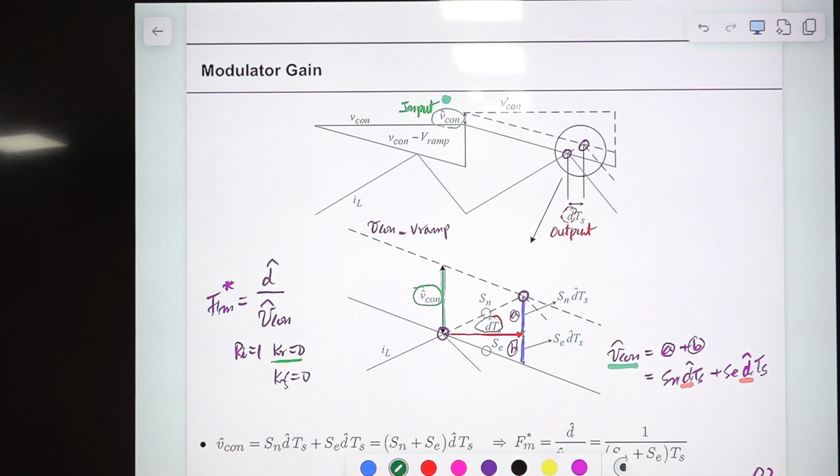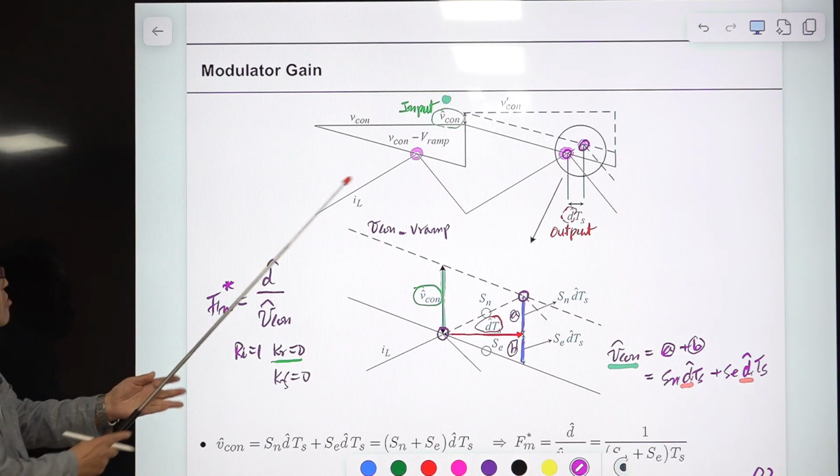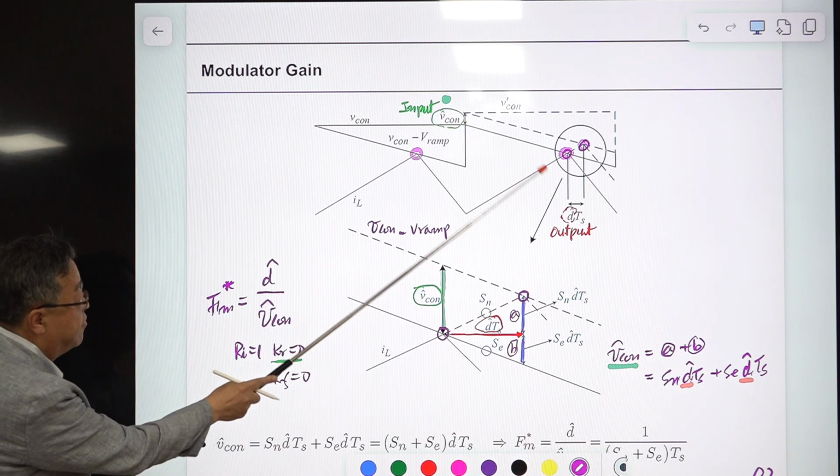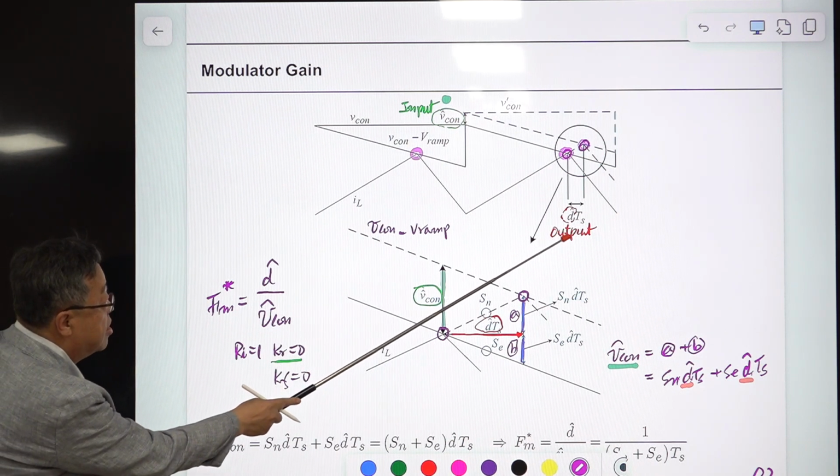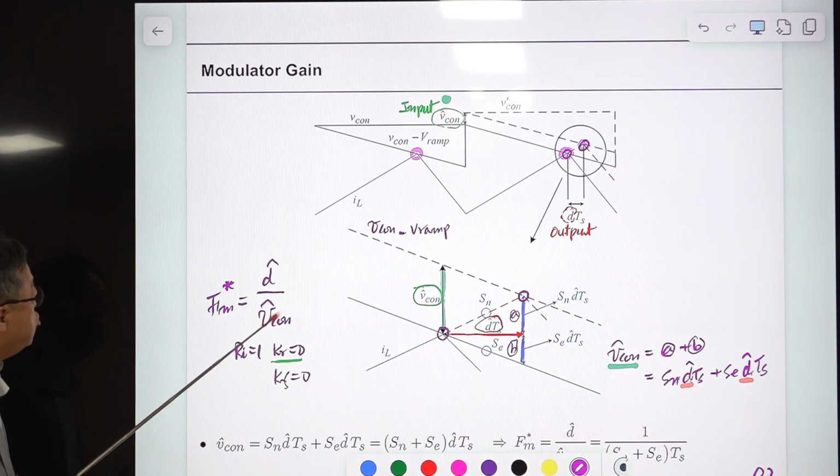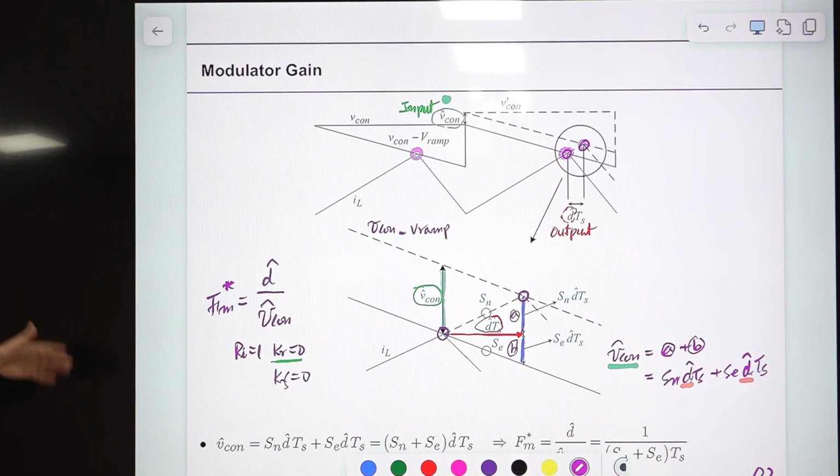The PWM point was here, so this is the original PWM point. The PWM point is moved to here because of the disturbance. This can be considered the input, and this can be considered the output. What is the gain from input to output? It is the modulator gain, Fm star. So you are using a geometrical construction; we are not using any equation here.